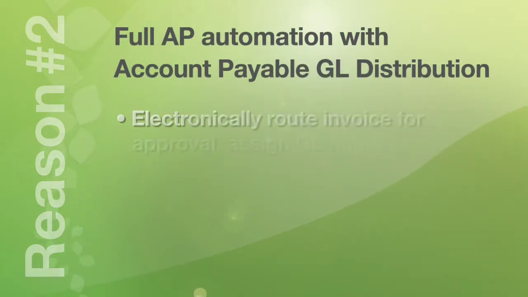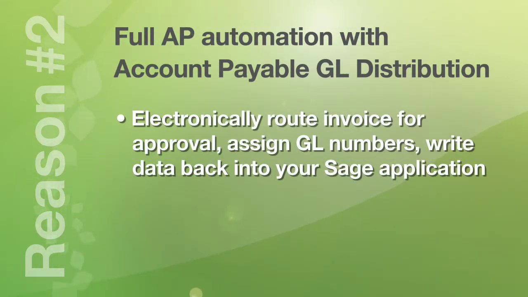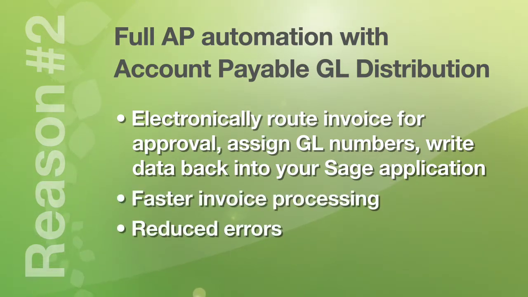Number 2, full AP automation with accounts payable GL distribution. This allows you to electronically route AP invoices for approval and assign general ledger account numbers to the invoice. Now, once workflow is complete, you can write that data back into your Sage application and complete the invoice for data entry automatically. Faster invoice processing and reduced errors.